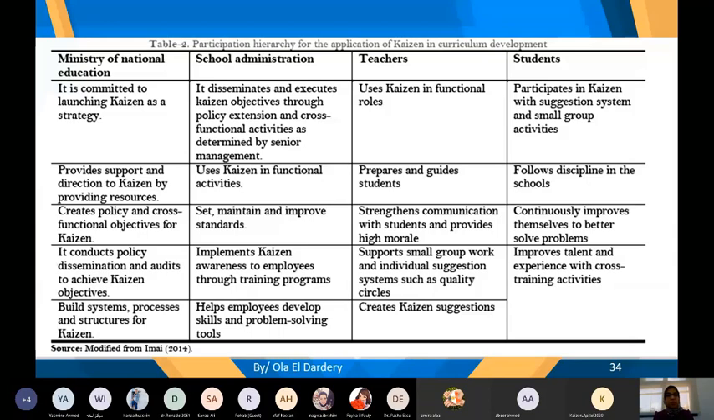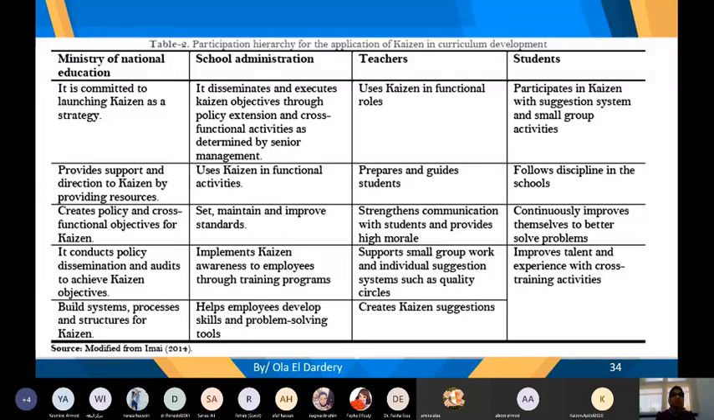He stressed the role of each person in implementing Kaizen, starting from the Ministry of National Education all the way to the students in classes. So starting from the left, the Ministry of National Education, then the school administration, the teachers, the students. What's the role of the Ministry of National Education? This presents the top management of the system, the higher level of any educational organization. The ministry is the very top level.